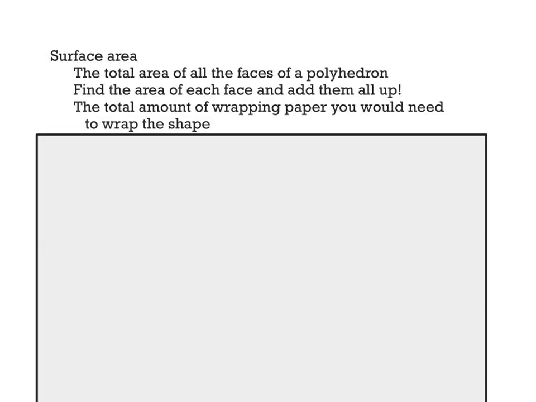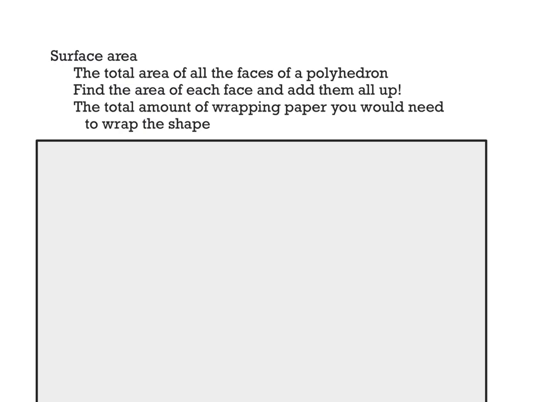Let's start with some reminders. When we're talking about surface area, we mean we are finding the total area of all the faces of a polyhedron. So notice that, with total and all, we're going to need to do some addition. That's why I say that what you want to do is find the area of each face and add them all up. And the way we can think about this is that the surface area is the total amount of wrapping paper you would need to wrap the shape.